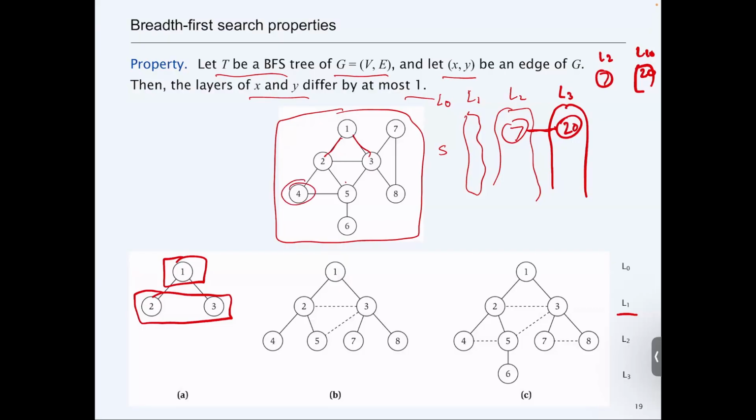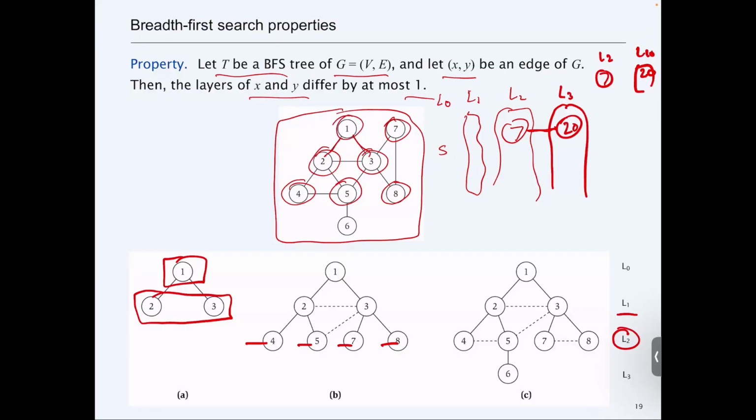Well, we have 4, we have 5, we have 7, we have 8, and we also have 2 and 3, because 2 and 3 are neighbors of each other. But we're not going to add 2 and 3 to L2 because we've already visited them. So that's how breadth first search works. Since we've already visited them, the 4, 5, 7, and 8 are new nodes, so they get added to L2. But the 2 and the 3 are nodes that we've already visited before.